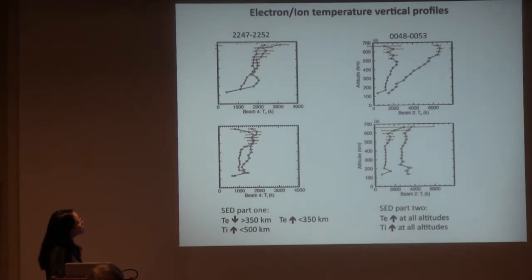During SED2, where we observed the extremely large northward convection flows, we see the electron temperature increased significantly. In the upper F region, it reached about 6,000 Kelvin. Imagine that if we have 630 nm all-sky imagers there, this is the region where we will see the STEVE arcs.